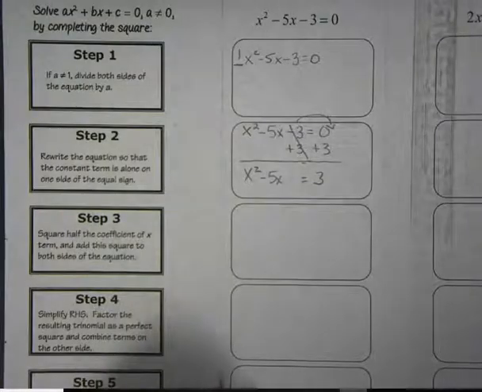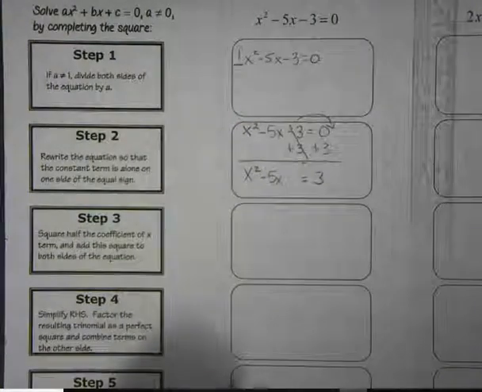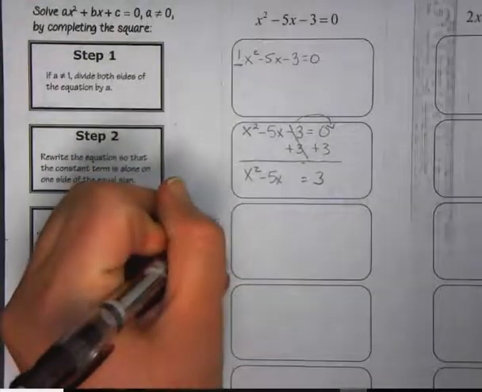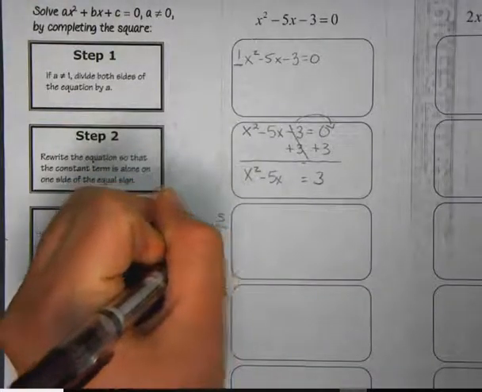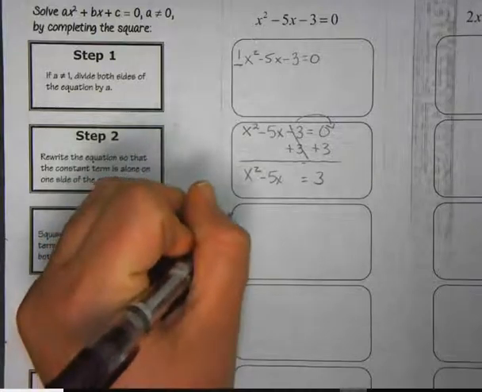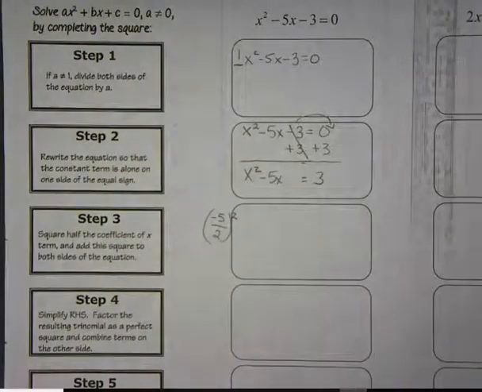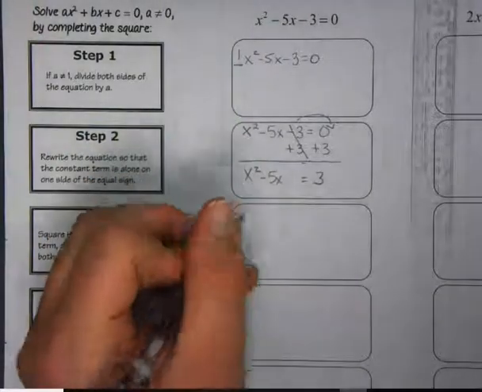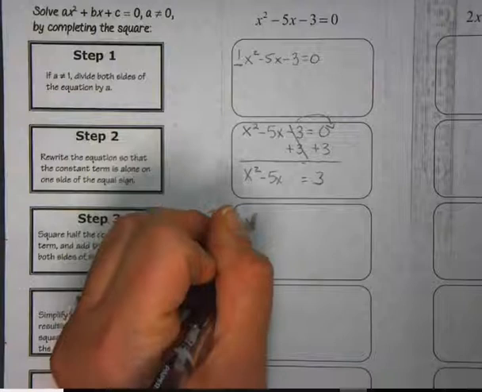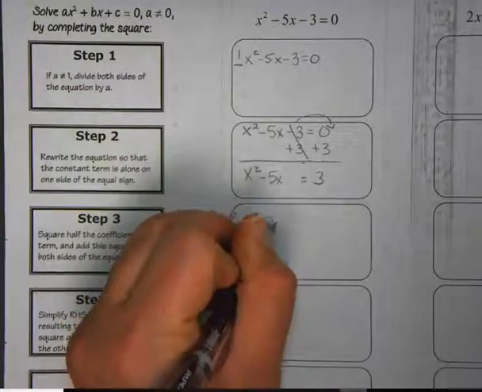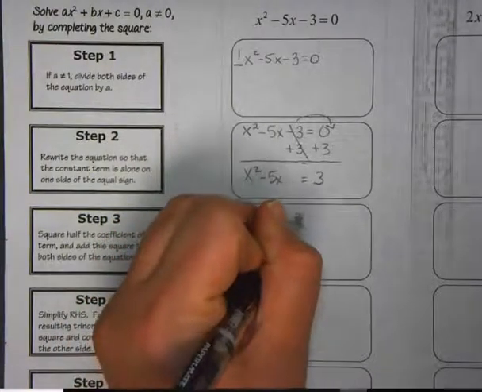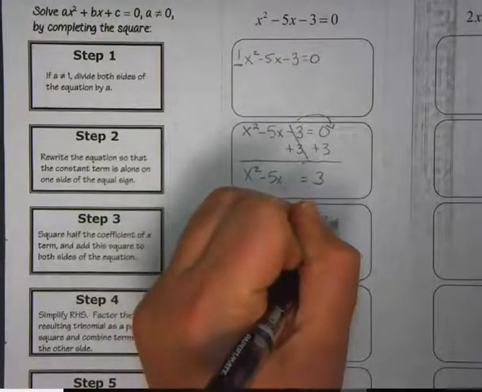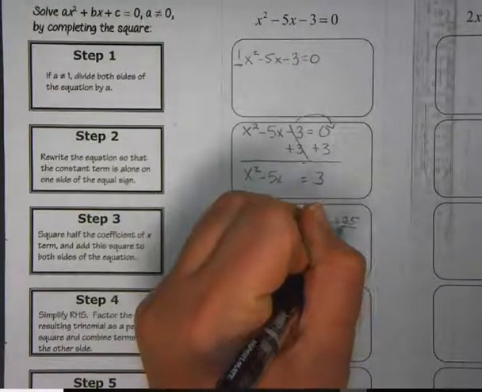Step 3 says square half the coefficient of the x term and add the square to both sides of the equation. So we're going to take our b, which is -5, put it over 2, and square that. This is why it's going to get complicated: if b is odd, we start dealing with fractions. So that's going to give me x squared minus 5x plus 25 over 4 equals 3 plus 25 over 4.